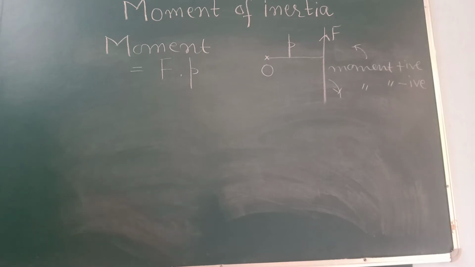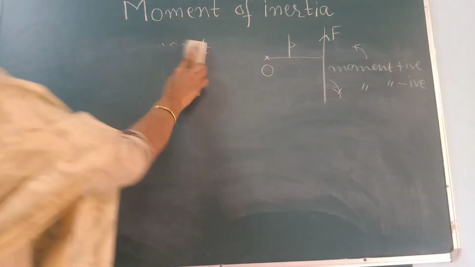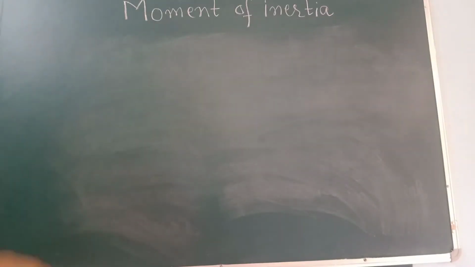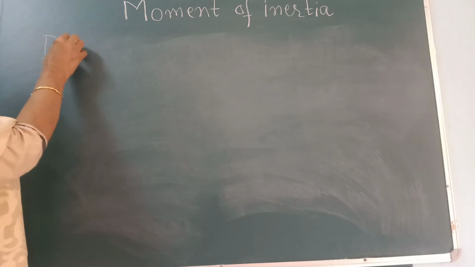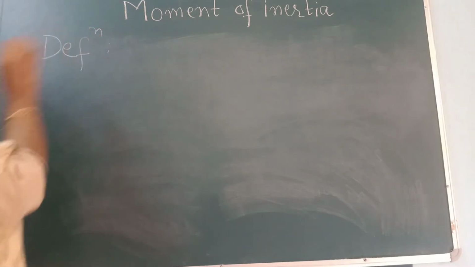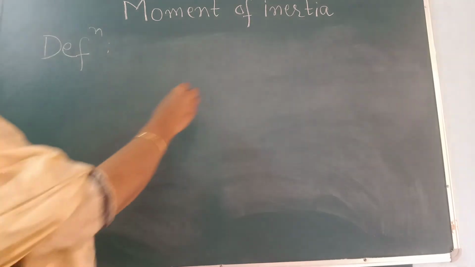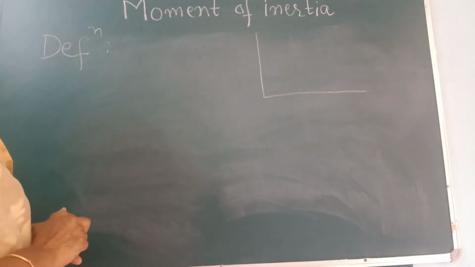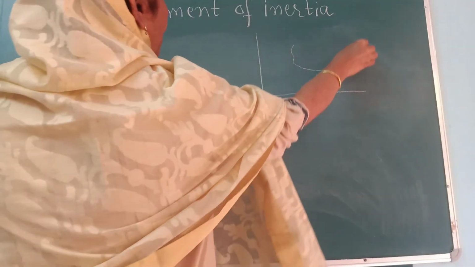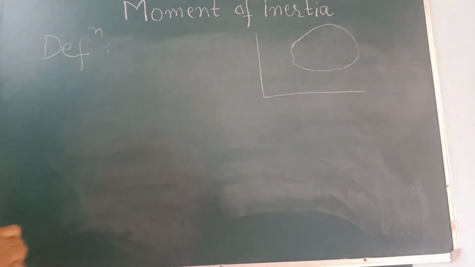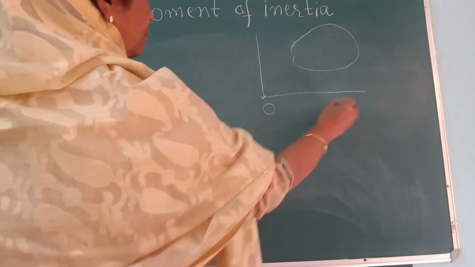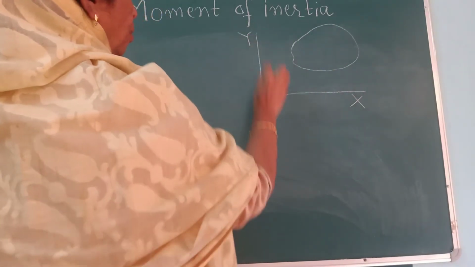So these are the basic concepts behind moment of inertia. Now you have understood what is moment and what is inertia. Now let us define the moment of inertia. Every body consists of a number of mass particles. So if you have a body, I am taking the figure in 2 dimensions, of course it will be extended to 3D as well. If you have a mass particle and you want to calculate its moment of inertia about OX.